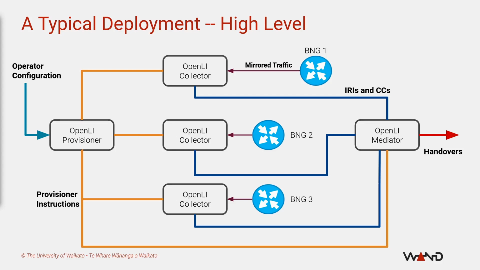The collectors are distributed throughout the core network, one alongside each of the BNGs that we have. The BNGs are mirroring network traffic and the relevant session management protocols into their corresponding collector. Packets that belong to an active intercept target, as instructed by the provisioner, are intercepted by the collectors, encoded as valid ETSI IRIs and CCs, and then passed on to the mediator. The ETSI records are then forwarded on to the appropriate LEA by the mediator using the correct handover, again as dictated by the instructions received from the provisioner.